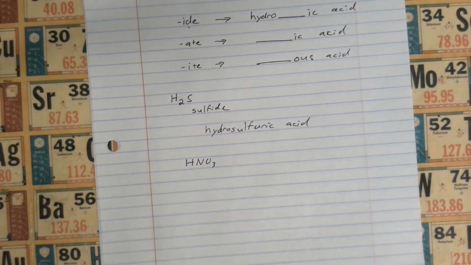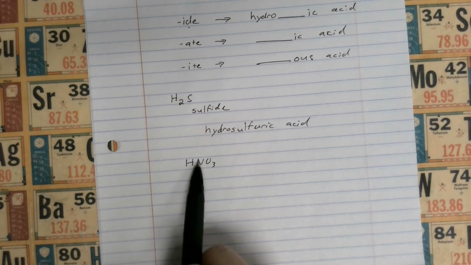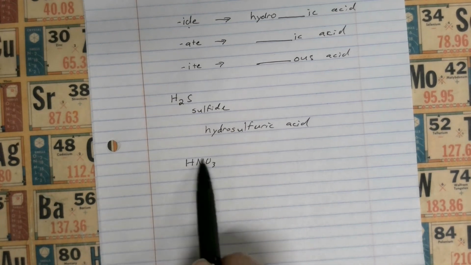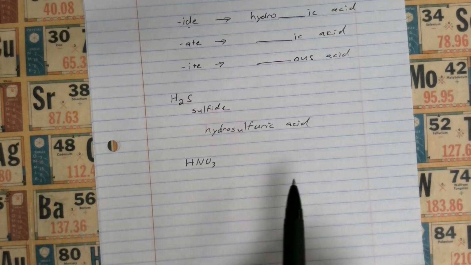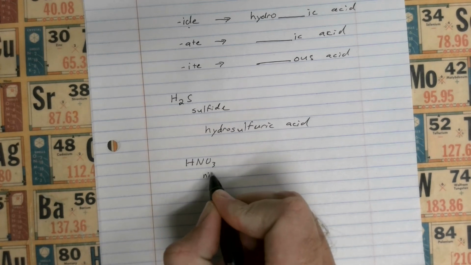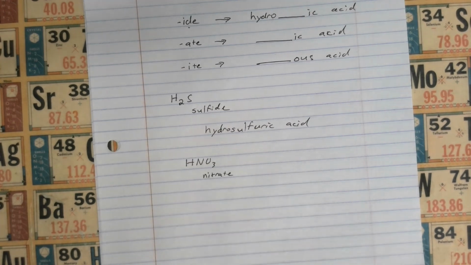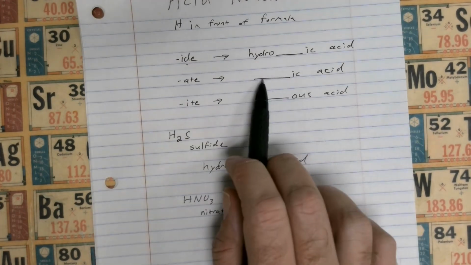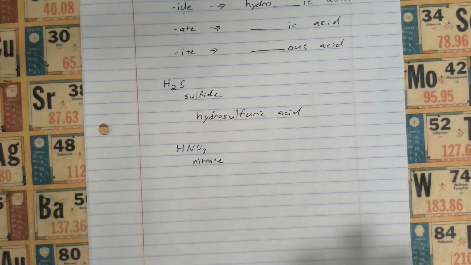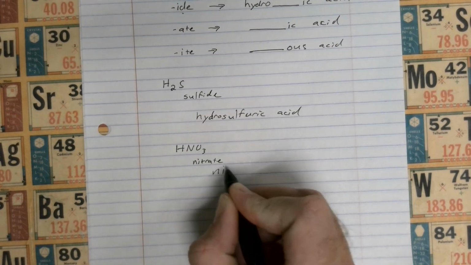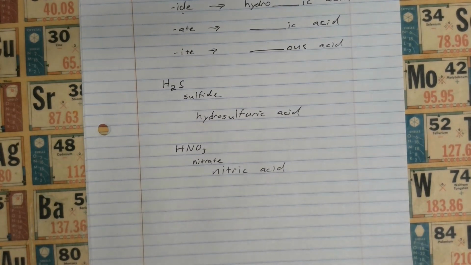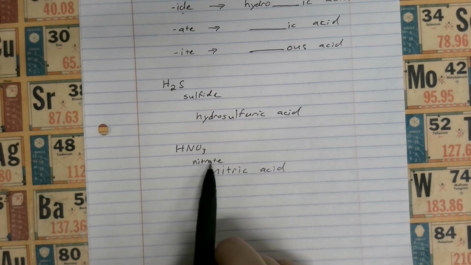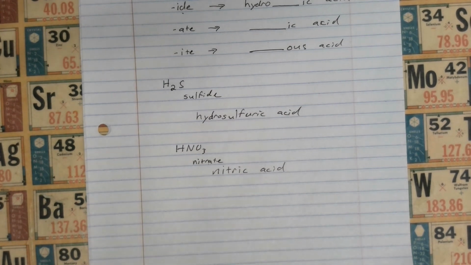Now let's say we have HNO3. Again, I know it's an acid because it has an H in front. This is where you need to be able to identify your polyatomic ions. I know that this is a polyatomic ion, NO3. It is nitrate. Nitrate ends in "ate," so it's going to be blank ic acid. It's going to be nitric acid. I don't need to put the hydro, I simply turn the ate into ic.